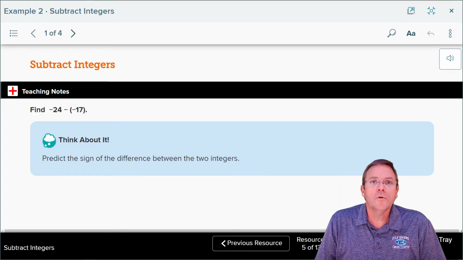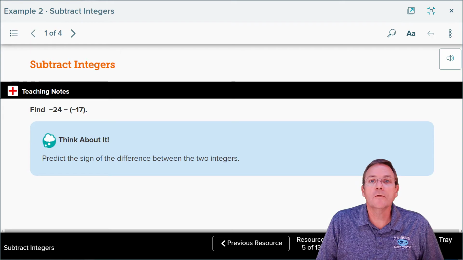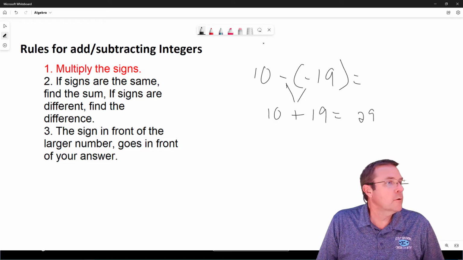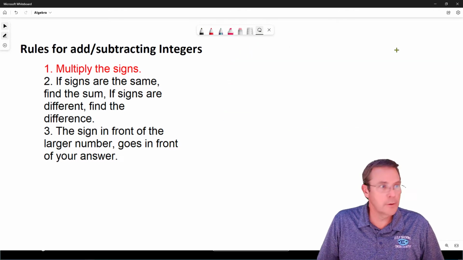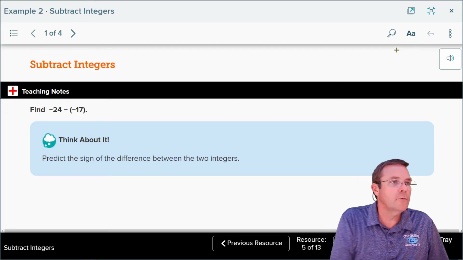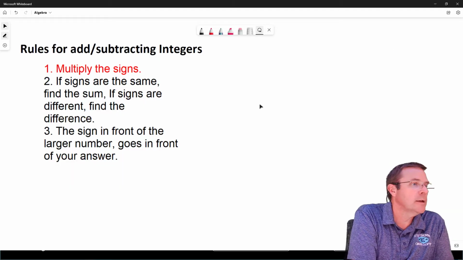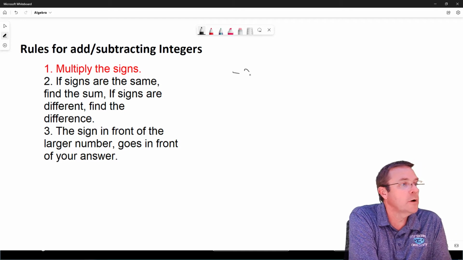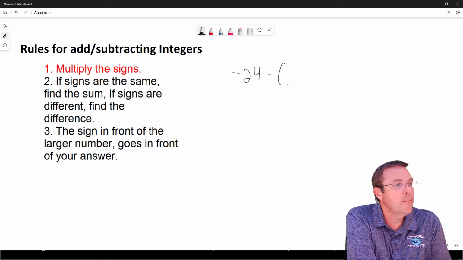Now example number 2 in our textbook gets a little bit more exciting. So we're going to clear off everything that we did there, and then we're going to go back and put in negative 24 minus a negative 17. That looks pretty tough. Negative 24 minus a negative 17.